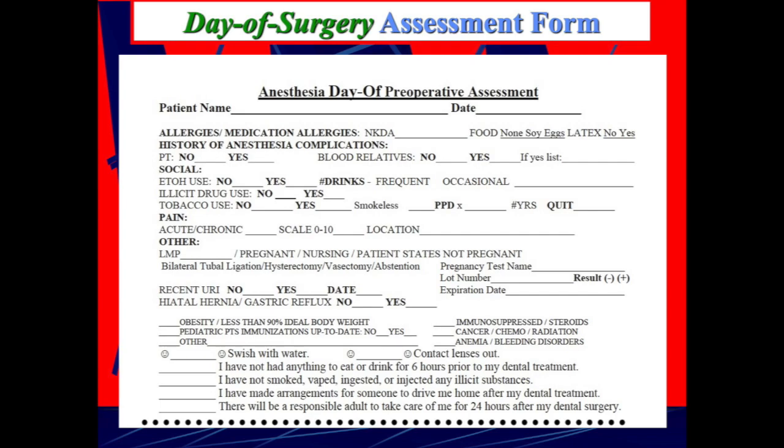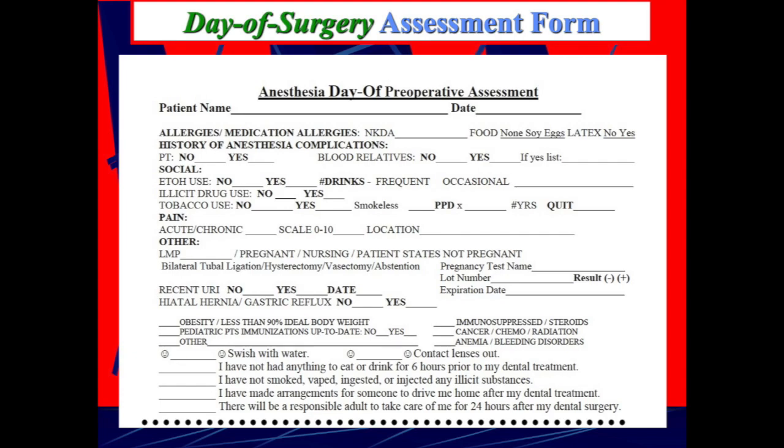Then we ask them their smoking history, and this can be smokeless tobacco, this can be cigarettes, pipes, vapes, anything that they're smoking now, how much they have, and if they've quit and how long ago that quitting was.